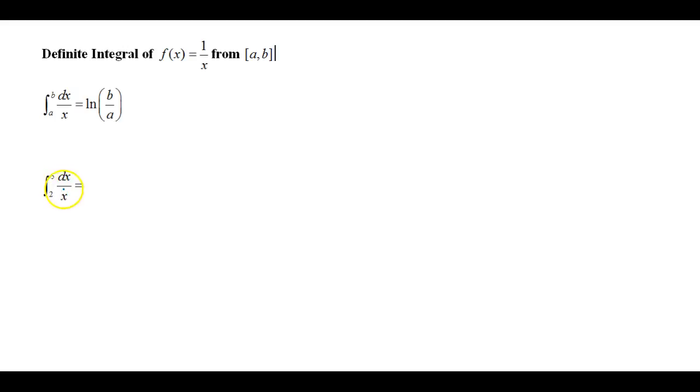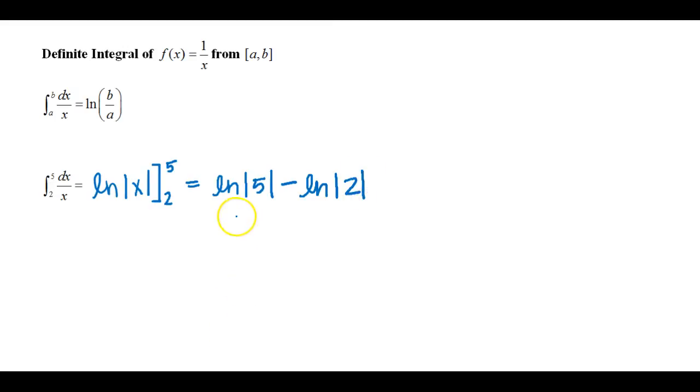So here I'm interested in finding the integral from 2 to 5 of dx over x. If I didn't know this formula existed, I should know that the general antiderivative of dx over x is the natural log of the absolute value of x. And then the Fundamental Theorem part 1 says I want to evaluate this from 2 to 5. So I plug in the top limit of integration, the natural log of the absolute value of 5, subtract from it the natural log of the absolute value of 2, and now, 5 and 2 are both positive, so I have natural log of 5 minus natural log of 2.